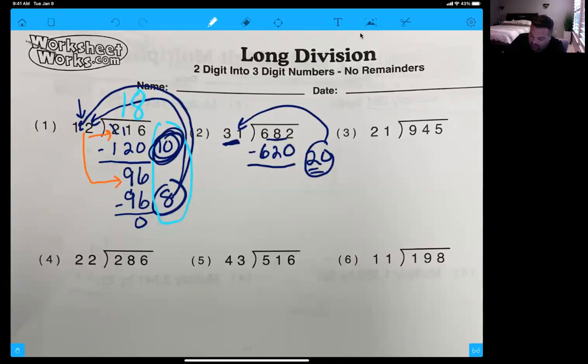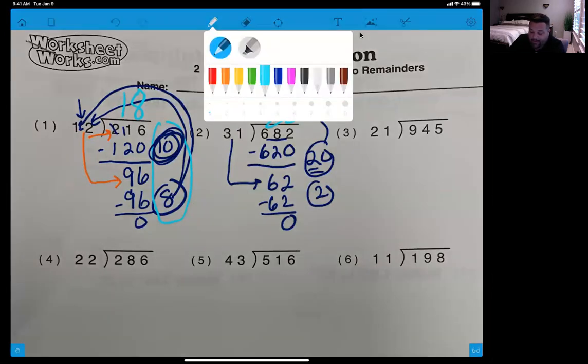So now if I subtract this, I would have 2 and 6. Now I'd be down to 62. And I hope that you guys can see this 31 goes into this 62 2 times. 2 times 31 is 62. And you have nothing left. So you would have your answer up here at the top of 22. Got it?